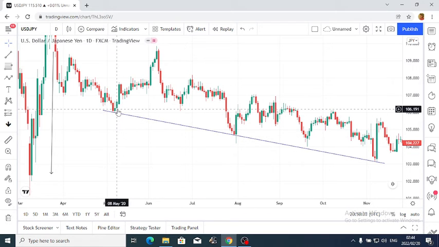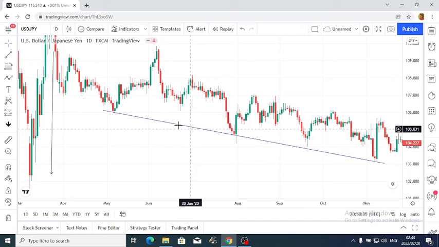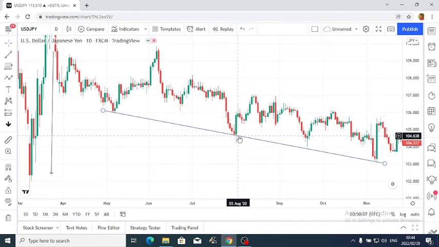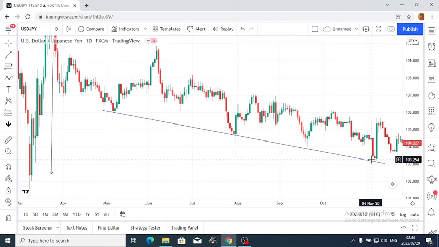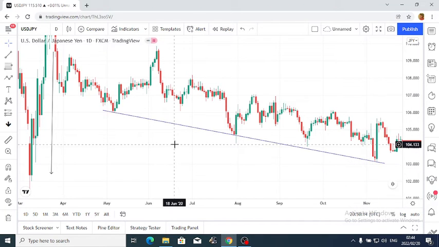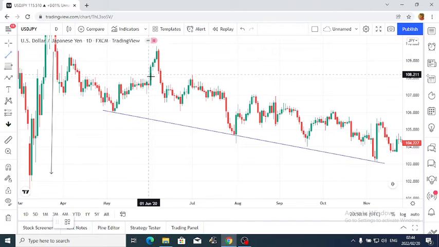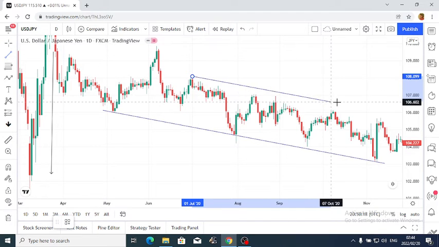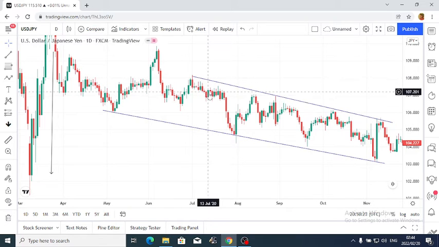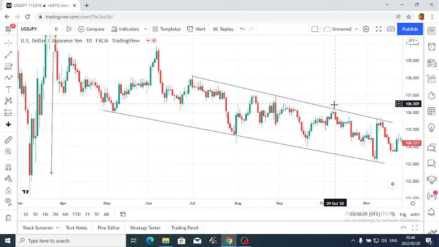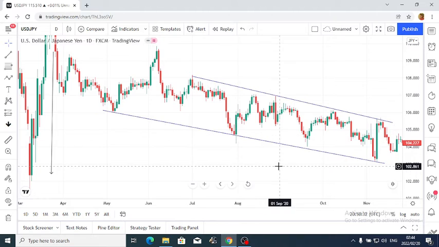So we have a support level, and it even worked out the fourth time it acted as support, right? And similarly we have resistance up here: first time, second time, third time, and fourth time. Remember, you sell at resistance, buy at support. This is just the basics of it.